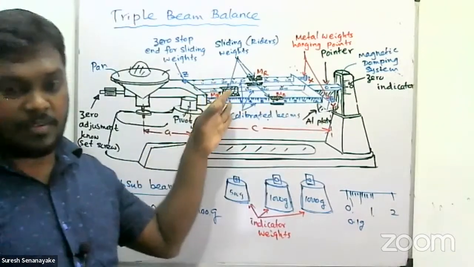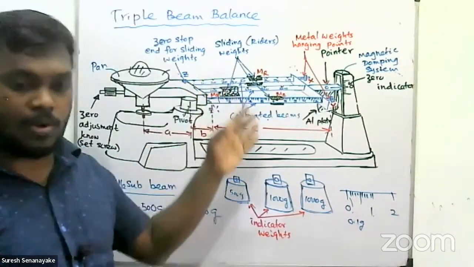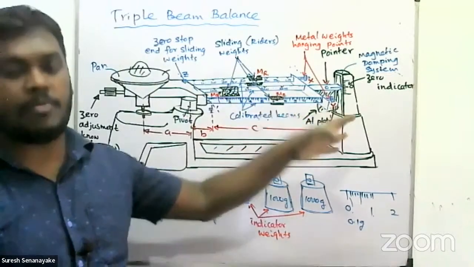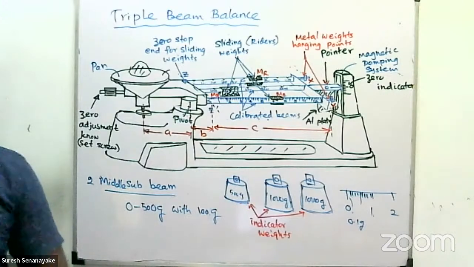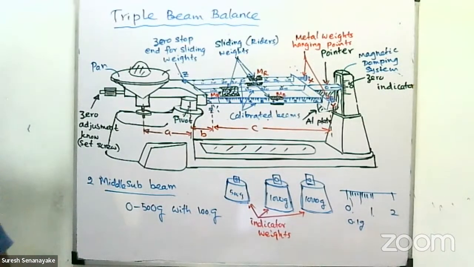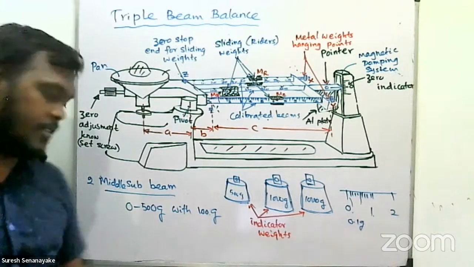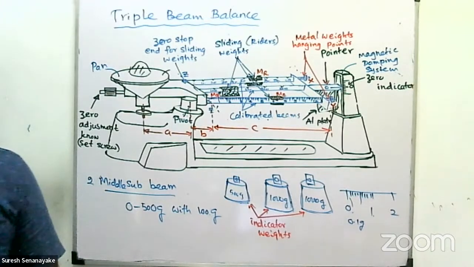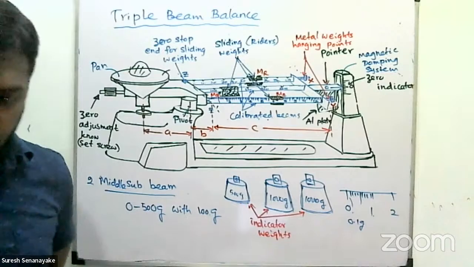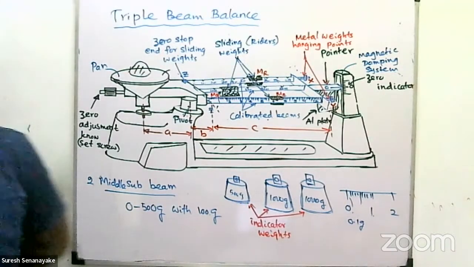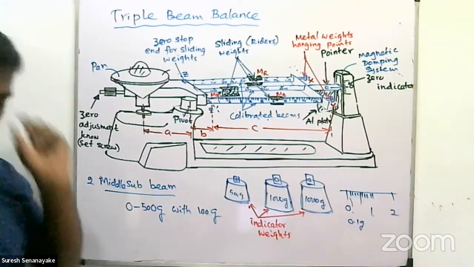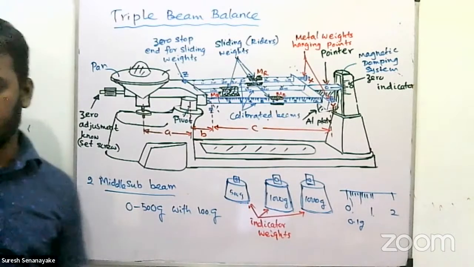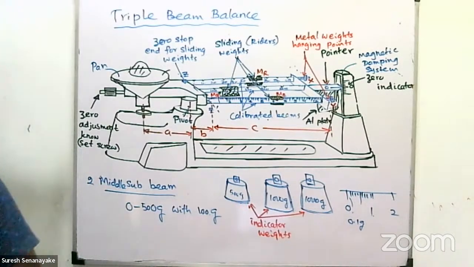After 100 you cannot take something like 150. It goes 100, then 200, 300, 400 and 500. That's all. Right? You understand that, right? This beam is calibrated from 0 to 500 grams with 100 gram divisions.